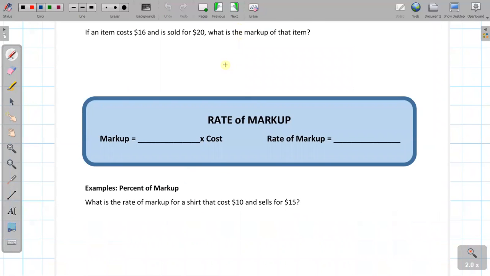If an item costs $16 and is sold for $20, what's the markup of that item? So we're going to start with the selling price, which is $20, and has a cost of $16. We're going to subtract it. 20 minus 16 gives us $4 for our markup.